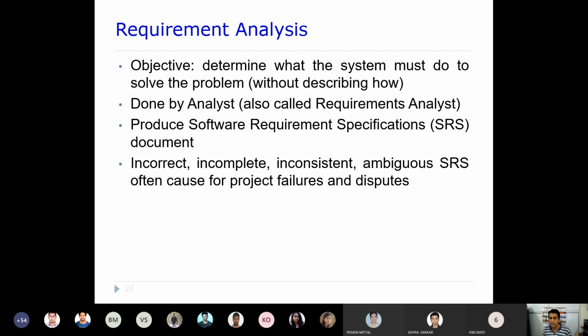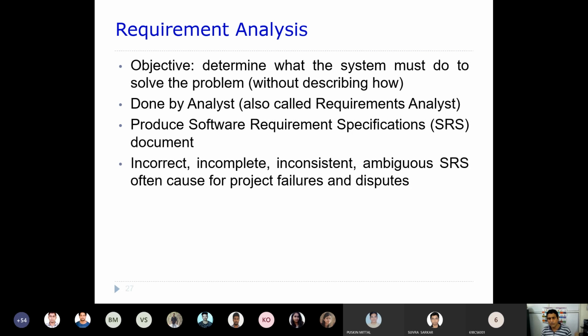Okay, so sometimes we call it requirement analyst also. Okay, so it produces the software requirement specification. After this requirement analysis, it exactly produces the SRS. Okay, we will discuss the SRS completely in a separate lecture.